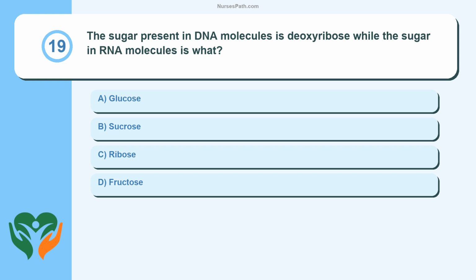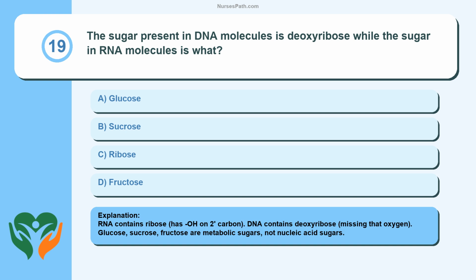Question 19. The sugar present in DNA molecules is deoxyribose, while the sugar in RNA molecules is what? Glucose, sucrose, ribose, fructose. RNA contains ribose, has OH on the 2' carbon. DNA contains deoxyribose, missing that oxygen. Glucose, sucrose, fructose are metabolic sugars, not nucleic acid sugars.